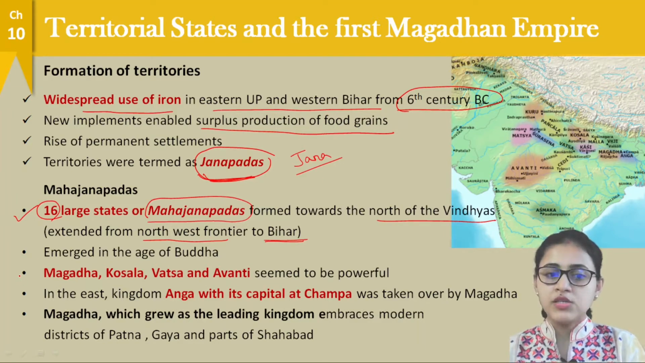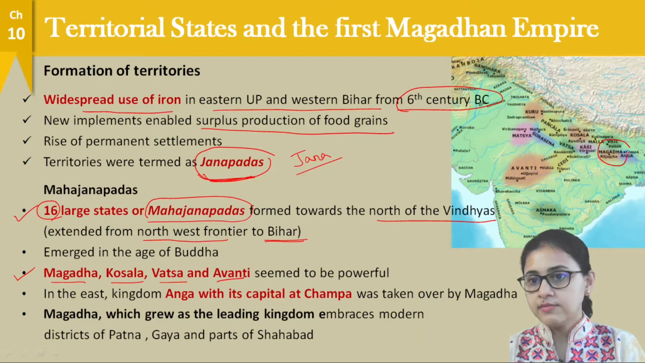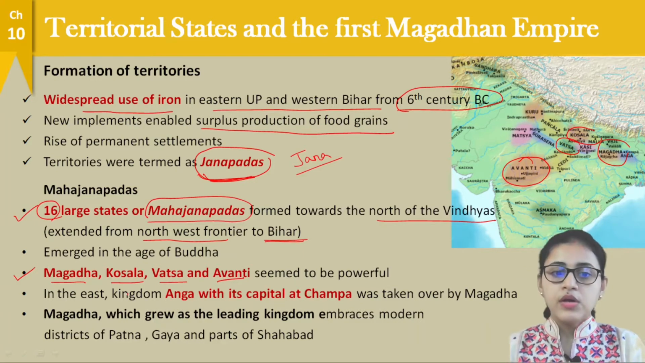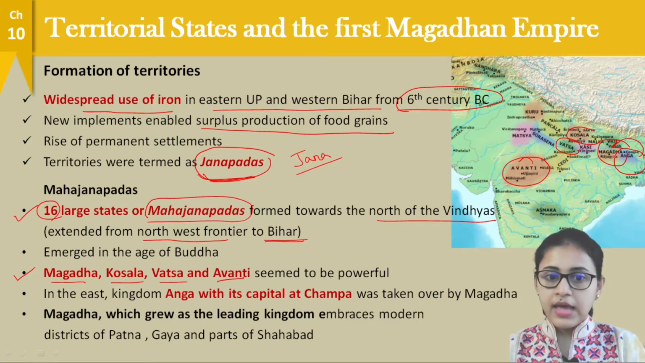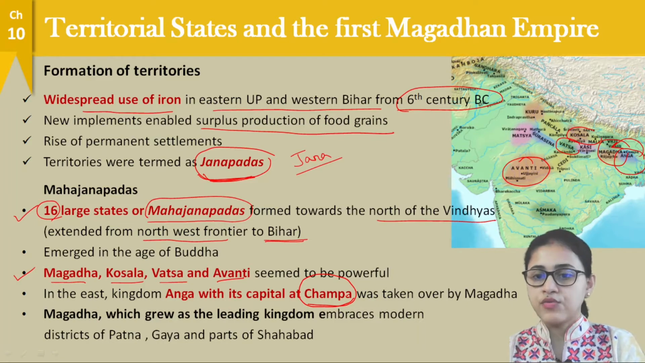Now, some of the most important or most powerful Mahajanapadas were Magadha, Kosala, Vatsa and Avanti. If you see the map here, we have Magadha towards the eastern side in areas of Bihar, and then we have Kosala, then we have Vatsa, and then we have Avanti, which is near MP. Towards the east of Magadha, we have another kingdom, that is Anga, which was later annexed to Magadha, right? Anga had its capital at Champa, which was later taken over by Magadha, right?